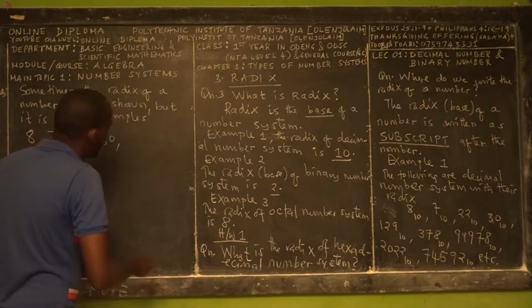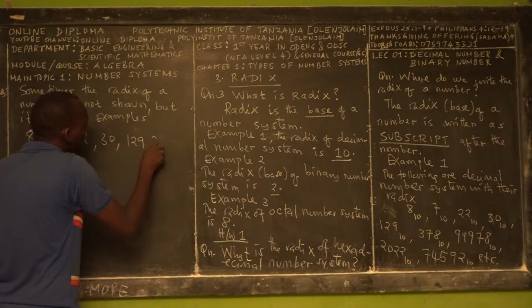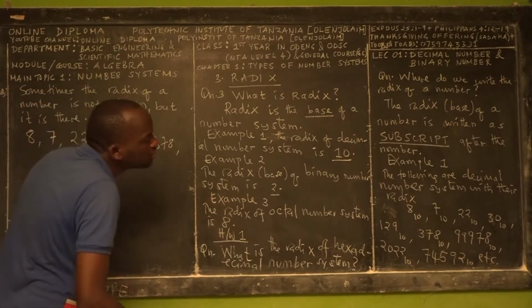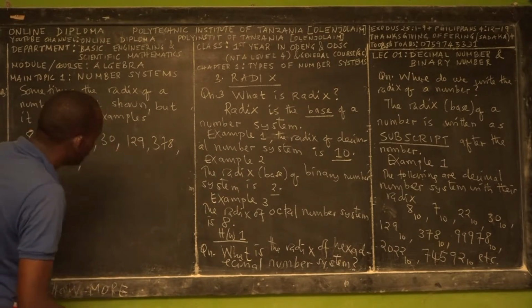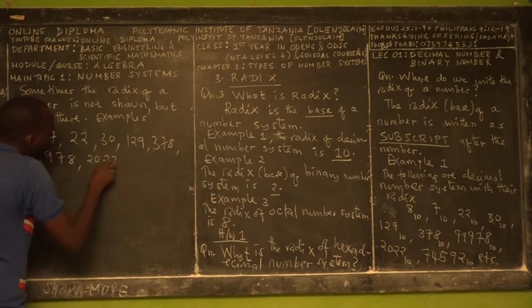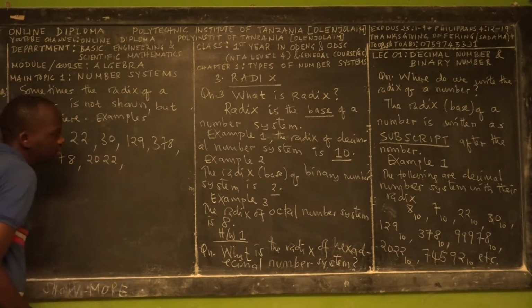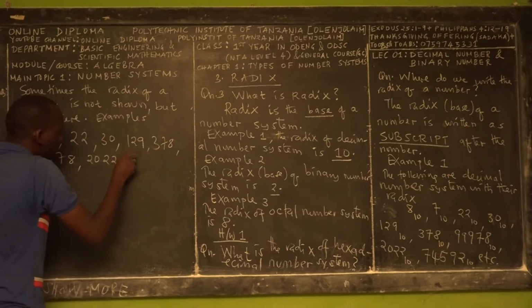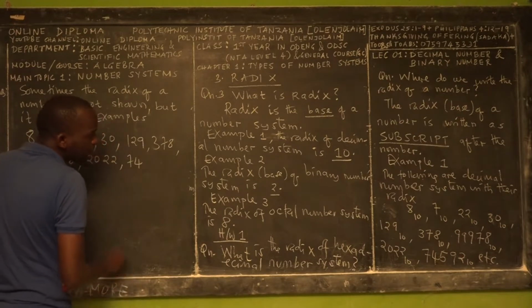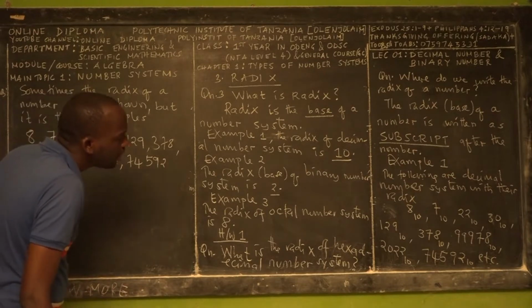The next number is 129. The next number is what? 378. The next number is what? 99,978. The next number is 2022. 2022. Then the next number is 74,592. Then the next number, etc.